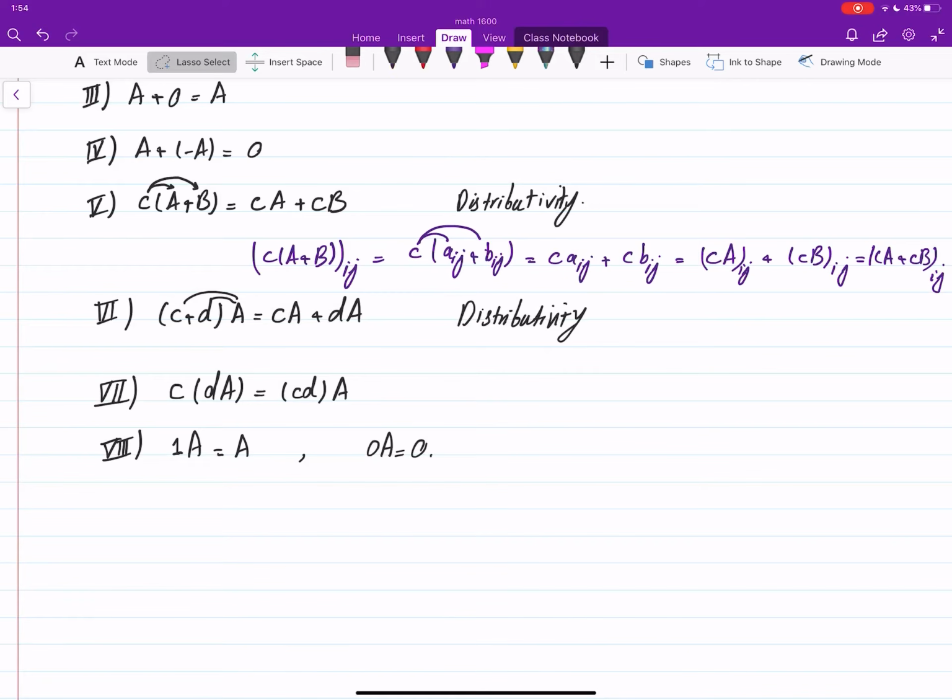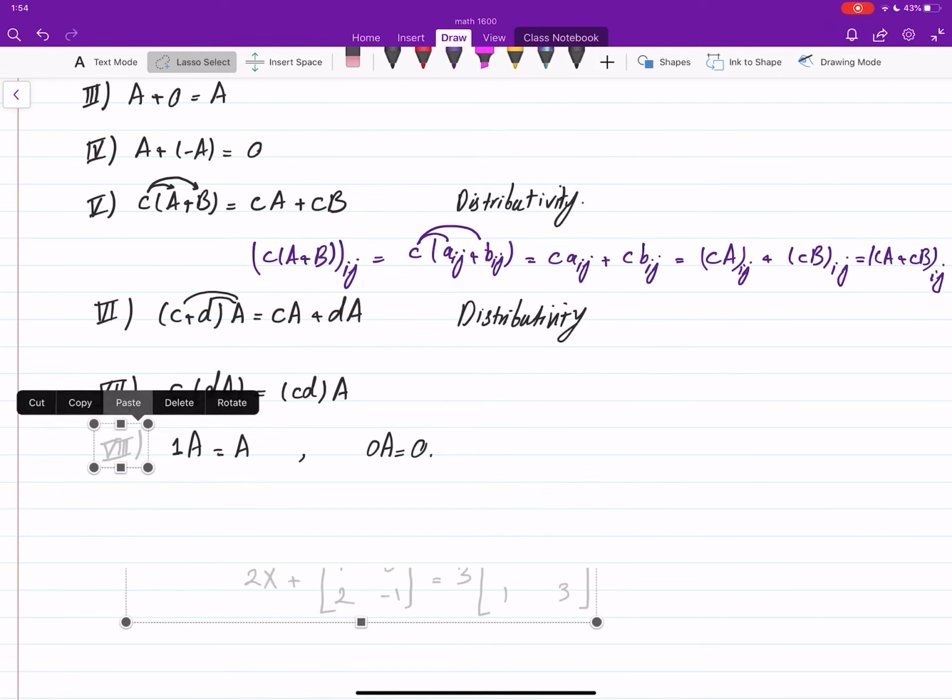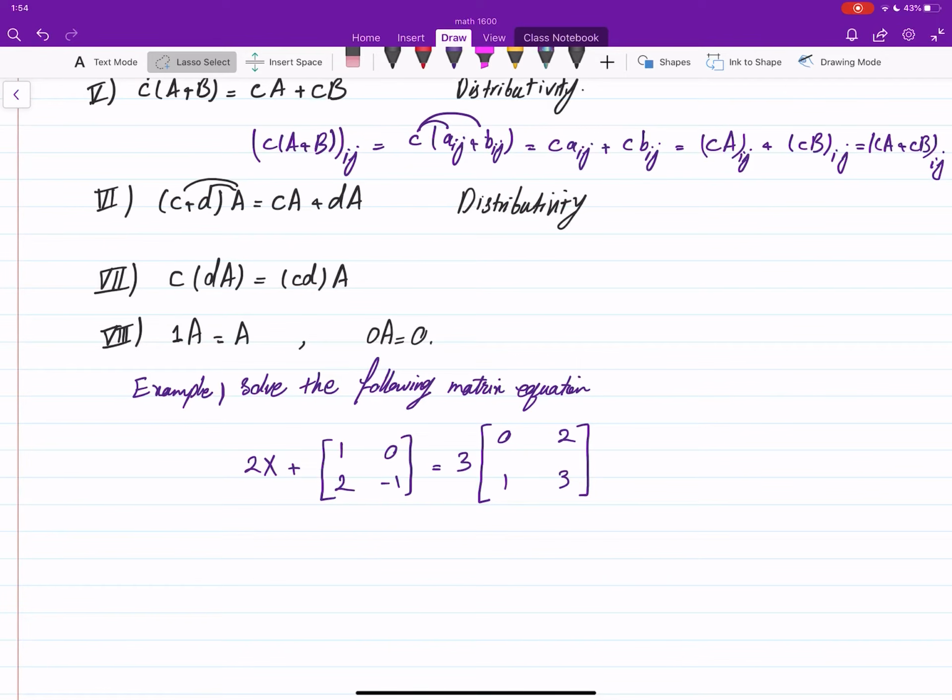Okay, so let's just use these properties and do at least one example. Solve the following matrix equation. An equation is given. There is a matrix X missing, or as the variable, and now we have to find this. So how do we do this? I will write all the steps here. I want to bring this to the other side, but what does that mean? That means that I add to both sides the negative of this matrix.